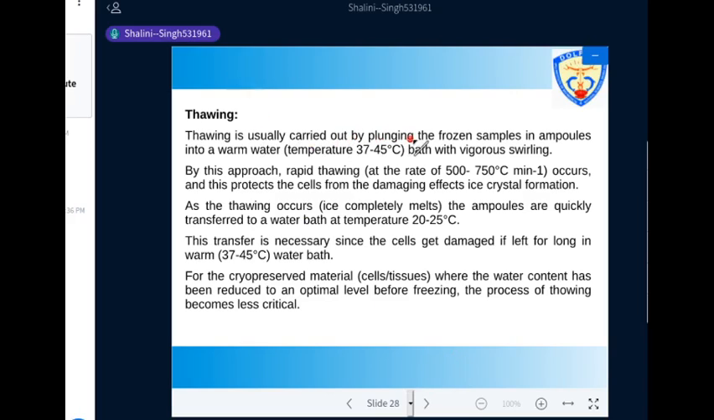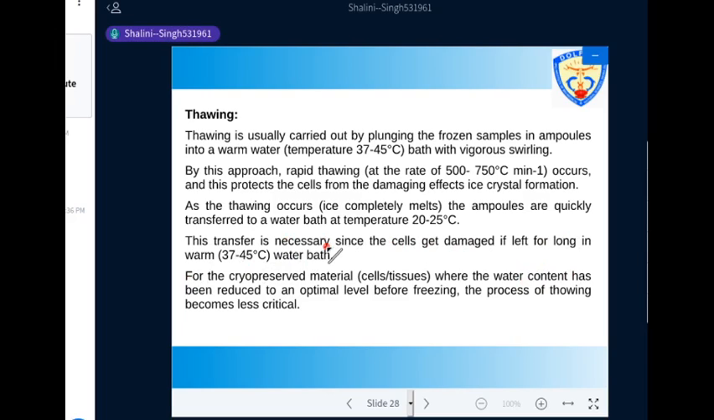Thawing is usually carried out by plunging the frozen samples in ampoules into warm water. The temperature of the water bath is around 37 to 45 degrees centigrade, with vigorous swirling. By this approach, rapid thawing occurs and this protects the cells from the damaging effects of ice crystal formation. As the thawing occurs, up to the point when ice starts melting, the ampoules are quickly transferred to a water bath at a temperature of 20 to 25 degrees Celsius. This avoids a long time in the warm water bath.